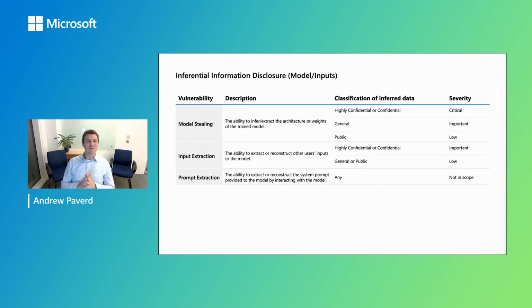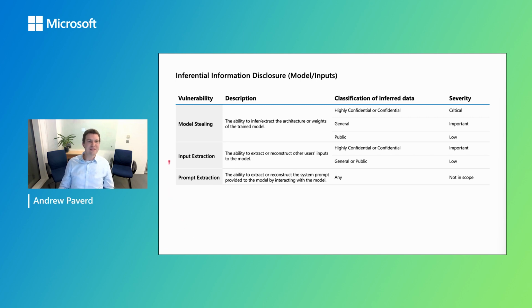So sticking with the theme of inferential information disclosure, there are a couple more things that could be targeted. The first is model stealing. So this is the ability to infer or extract the architecture of the model that's being used or the weights of the model. Again, depending on the classification of the data that's been inferred, the severity here ranges from low all the way up to critical. So you can imagine that inferring the weights of an open source model would be low severity, whereas inferring the weights of a confidential or highly confidential model would be critical severity.